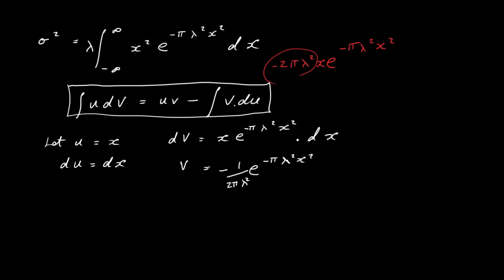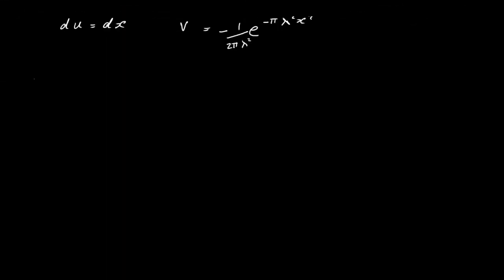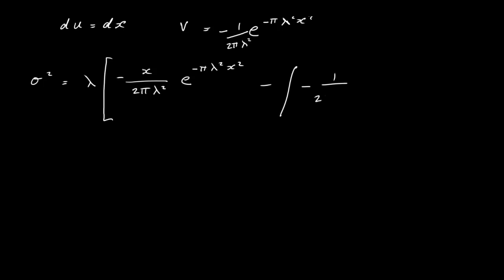Okay, so let's do this integration by parts. What I end up with is sigma squared is equal to lambda on the outside here, and inside I have u times v. Well, u is x, and v is minus 1 over 2 pi lambda squared, so I'll put it all together: x over minus 1 over 2 pi lambda squared, e to the power of minus pi lambda squared x squared. And then I have minus the integral of v du. So that's going to be minus the integral of minus 1 over 2 pi lambda squared, e to the power of minus pi lambda squared x squared dx.